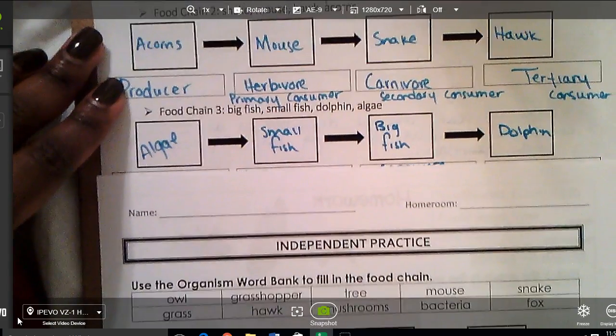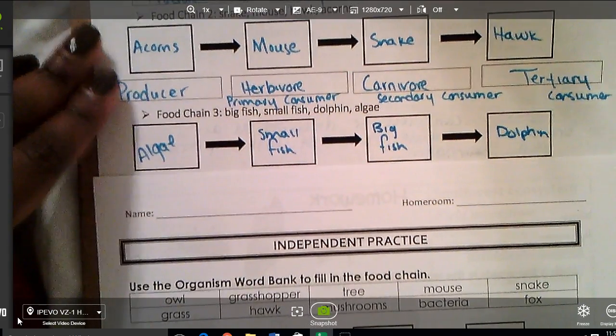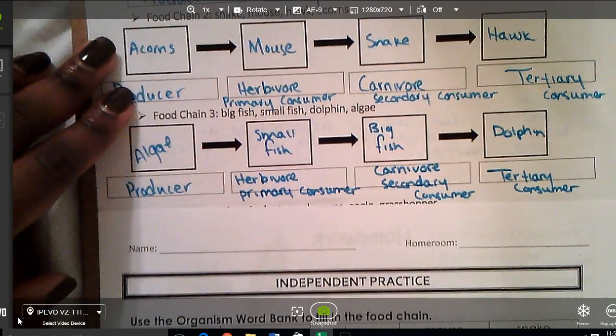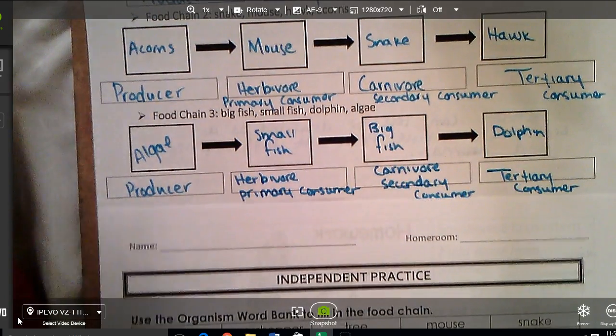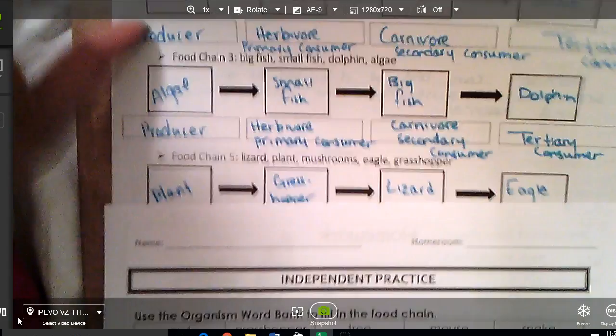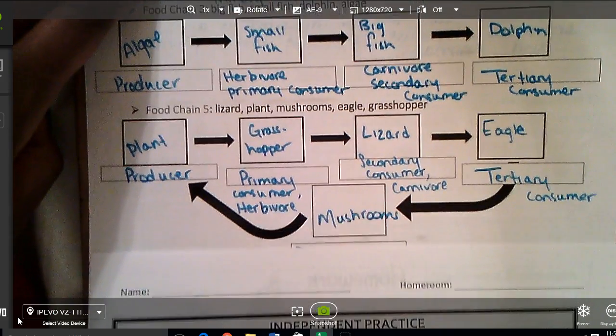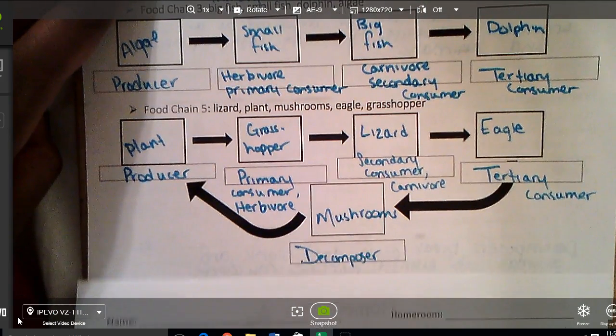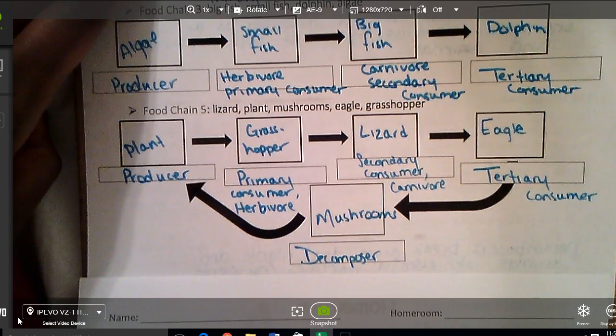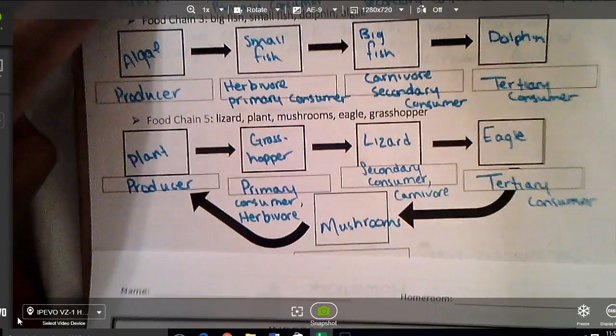You should have said algae, small fish, big fish, dolphin. Here are your labels below. You should have said plant, grasshopper, lizard, eagle. Here are your labels. Oh, and mushrooms, which should have been your decomposer. All right, if you need to pause the video to get these down, go ahead and do that at this time.